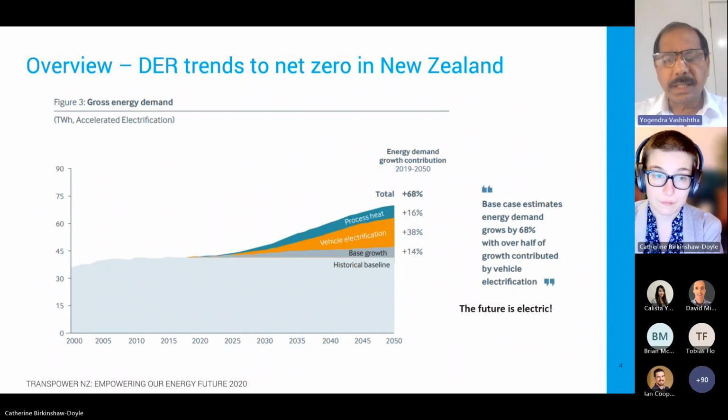Again, I'm emphasizing this is not Australia's problem. This is a global problem. And in our region, New Zealand is expecting the same thing, the vehicle electrification and process heat increasing the demand.